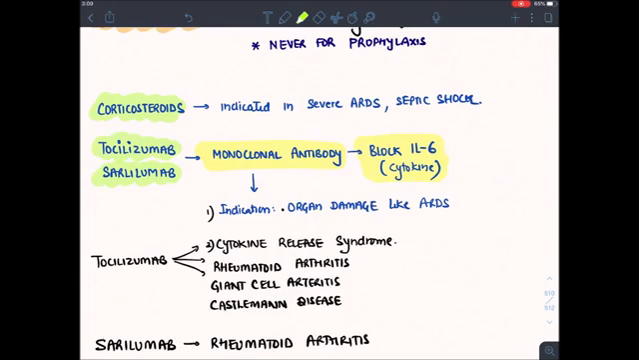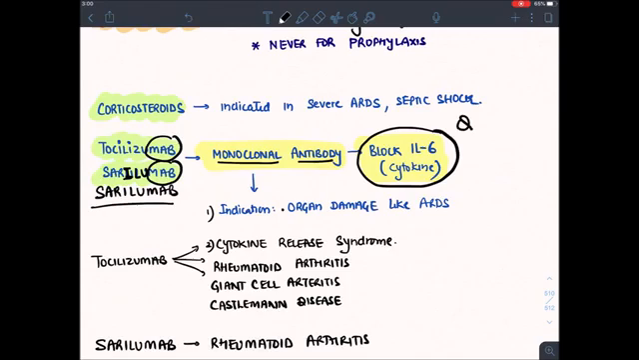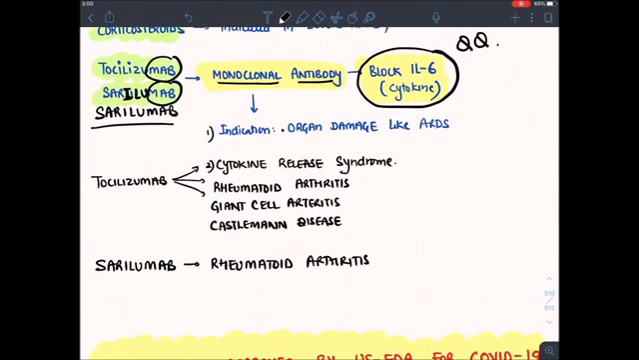Tocilizumab and sarilumab. Let's make it Sari, S-A-R-I-L-U-M-A-B, sarilumab. Now these drugs end with the word MAB. Here MAB stands for monoclonal antibody, and these two monoclonal antibodies block interleukin 6, which you have to remember. So these are drugs which are given only if the patient has some evidence of organ damage like ARDS, acute respiratory distress syndrome.